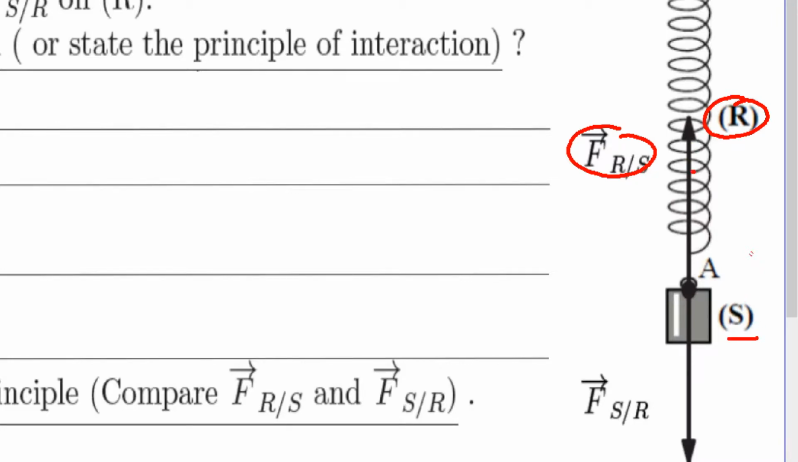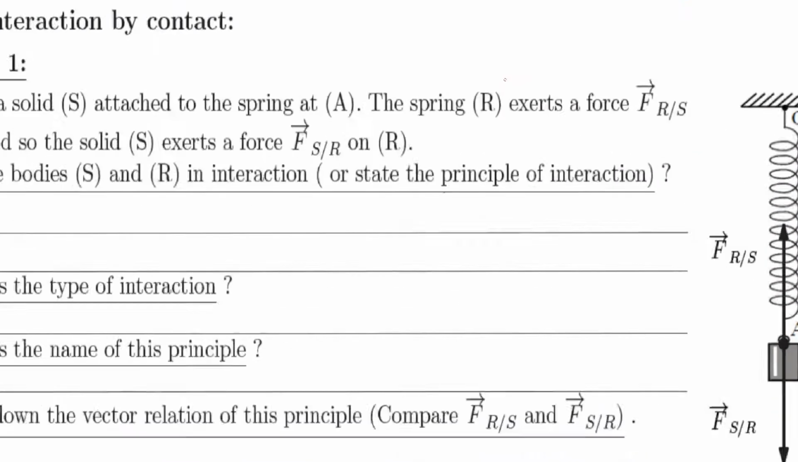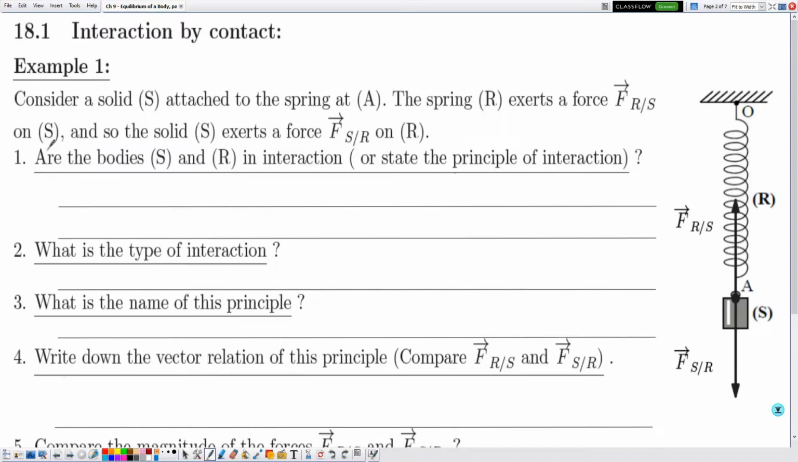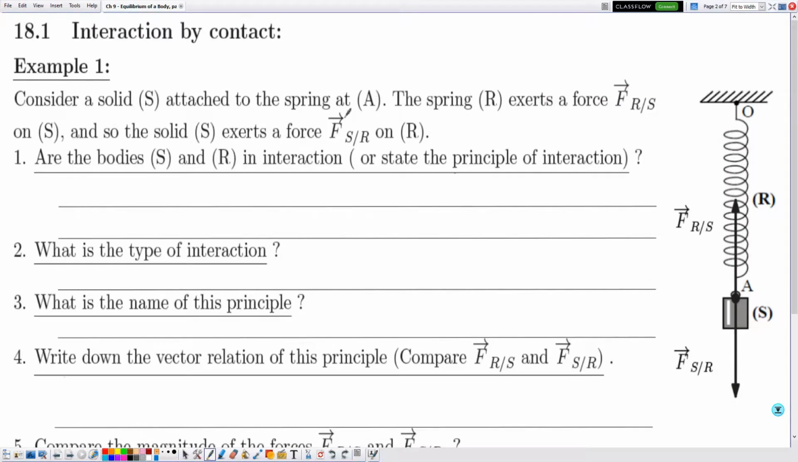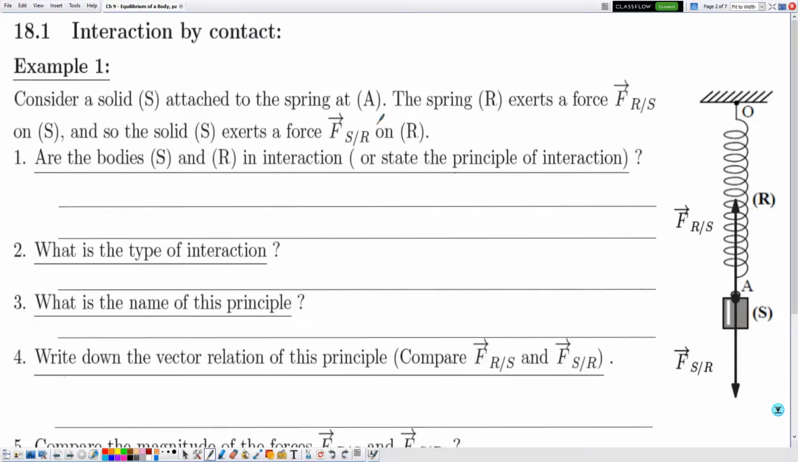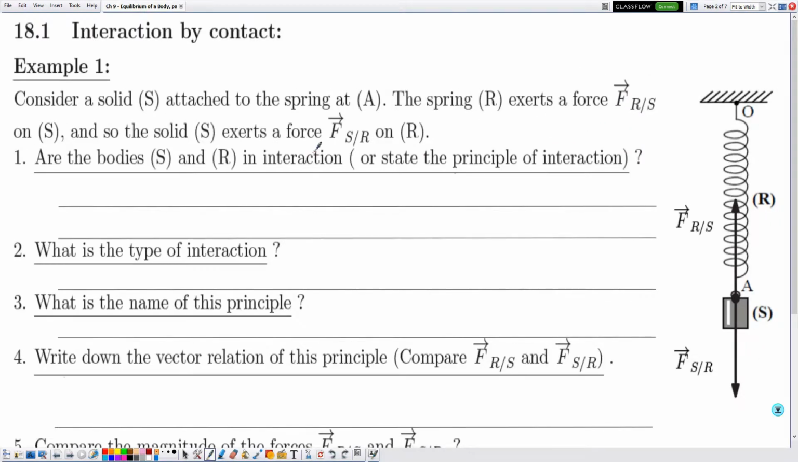We know that this force is the tension force, because it is represented at the point A and it is due to the spring on the solid S. Now because the spring R exerts a force on the solid S, according to the principle of interaction, the solid S will exert a force on the spring R. So because we have Fr on S, then according to the principle of interaction, we must have Fs on R.